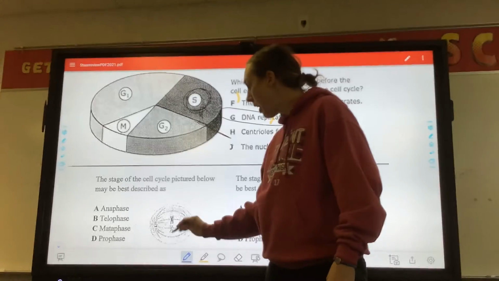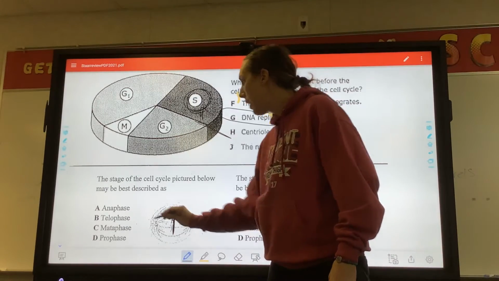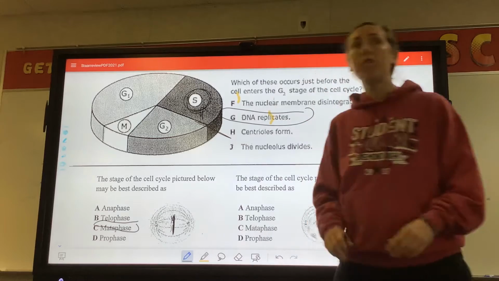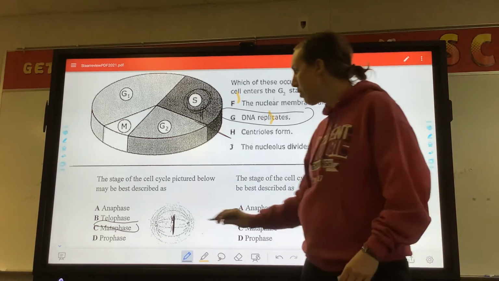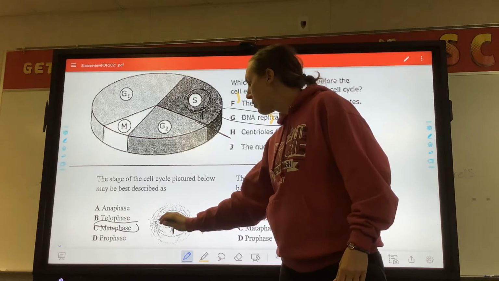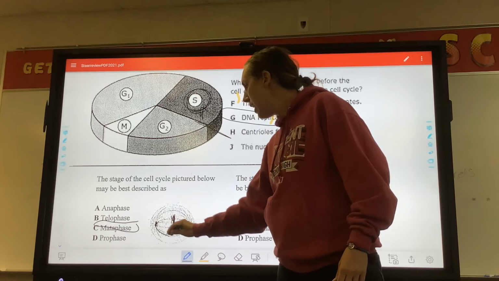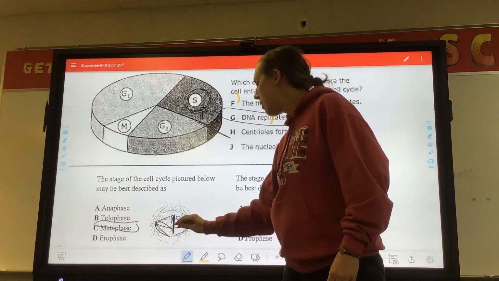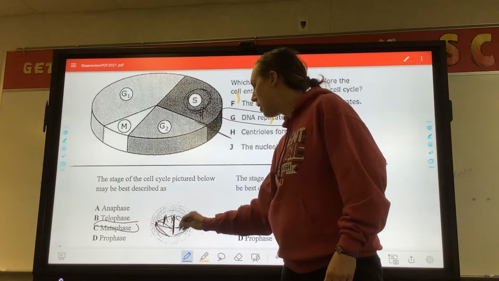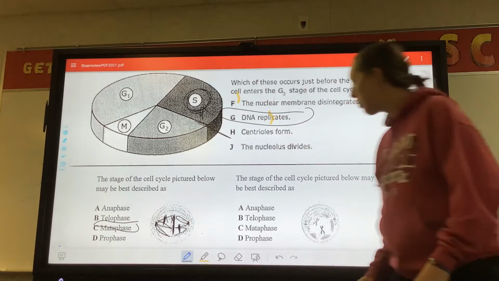Okay? Down here, this stage of the cell cycle pictured below may be best described as, these look like they're lined up directly in the middle. Metaphase. Okay? Yes, metaphase. I wouldn't think that's prophase, or if it was prophase, if this is the centriole here, and this is what's grabbing onto the chromosomes, maybe one would be here, one would be here. They wouldn't be lined up in the middle.